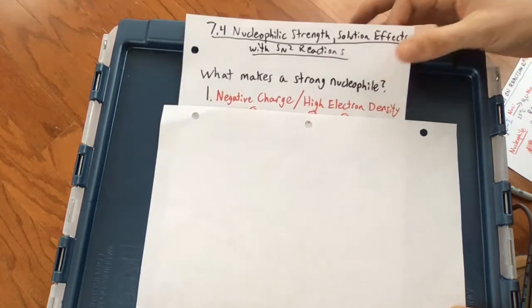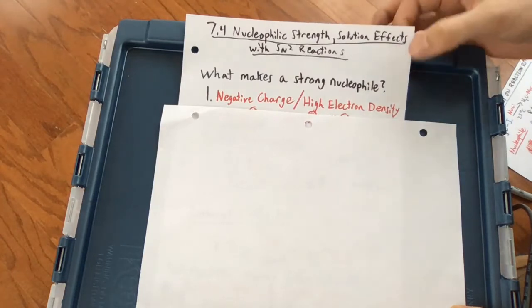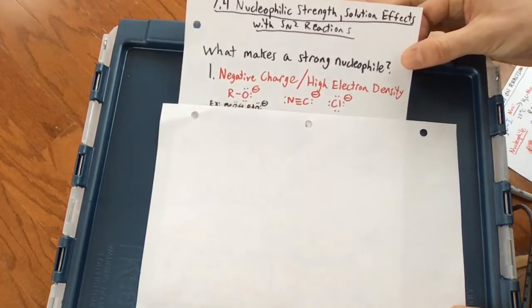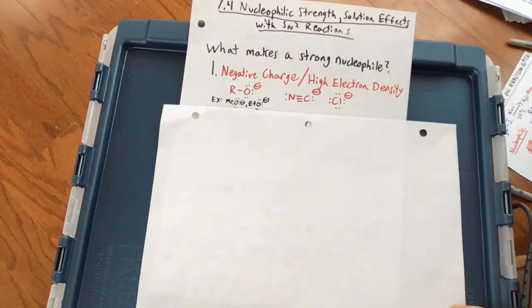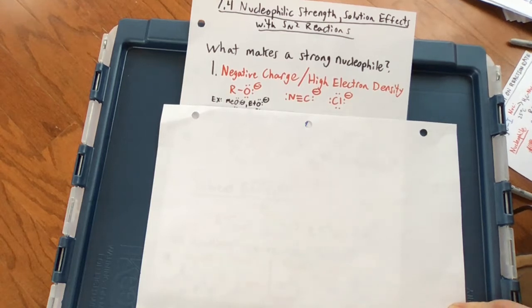First, look for negative charge or high electron density on the molecule, like in these types of negatively charged potential nucleophiles, like alkoxides, where R can be any alkyl group, such as methoxide or ethoxide. Look out for negatively charged anions, like this cyanide anion, or negatively charged halide ions like chloride, bromide, and iodide. Each of these can be strong nucleophiles.